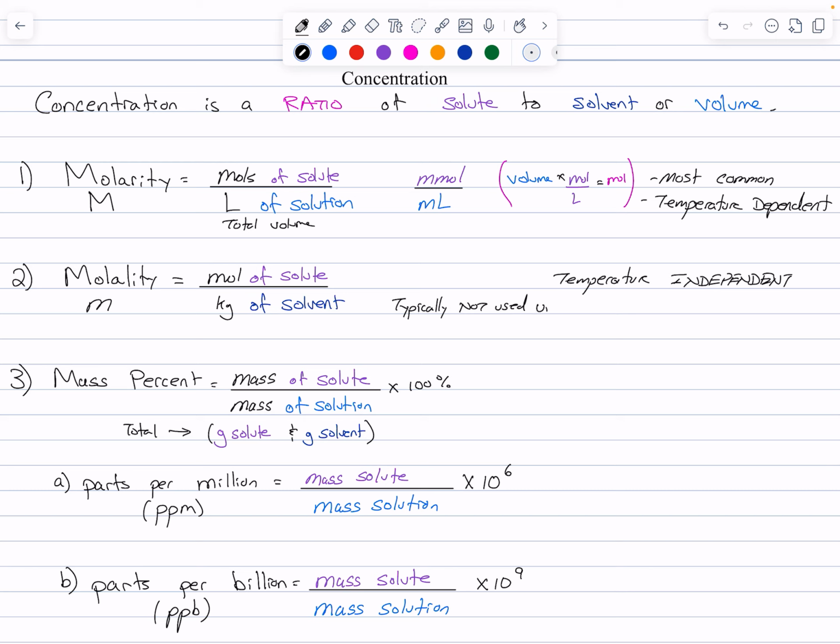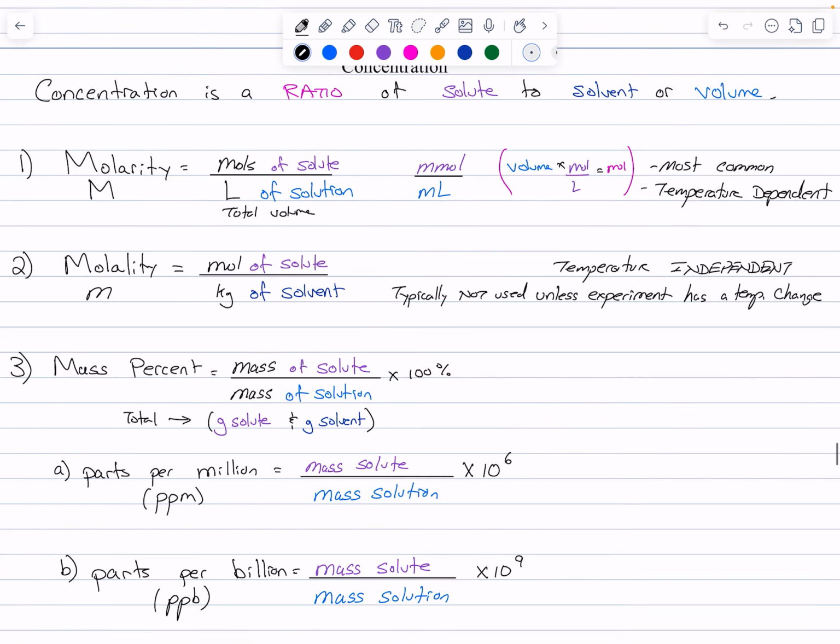Now, molality is typically not used unless the experiment has a temperature change, because if the temperature changes, the molarity would change. So if you start at 30 degrees Celsius and you get cooled down to 2 degrees Celsius, that volume changed a lot. But if you have 30 degrees Celsius water and it goes down to 2 degrees Celsius, the mass is the same. So that's why we use molality.